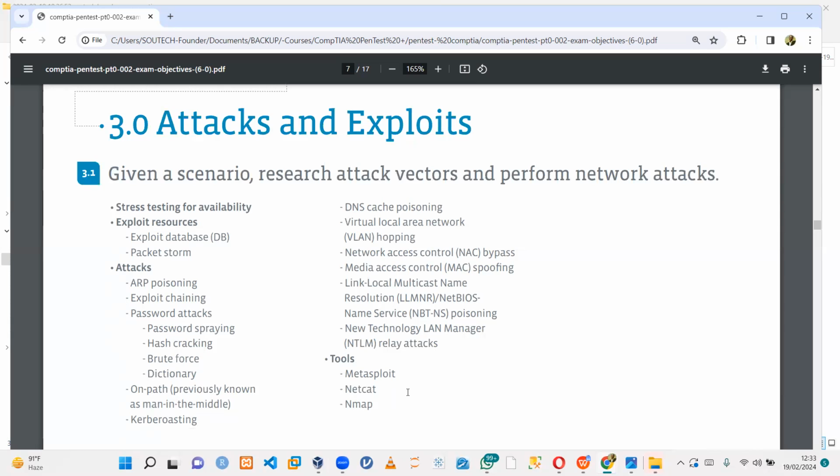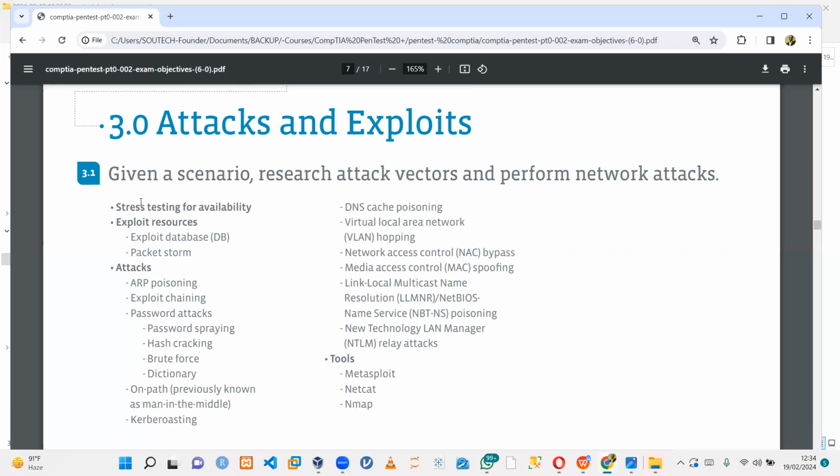For attacks and exploits, the goal while we are engaged is to make sure that we can detect most of these attacks, either they happened in the past, which is called threat hunting, or they are about to happen, or they have happened already. At times we say digital forensics. So, given a scenario, research attack vectors and perform network attacks.